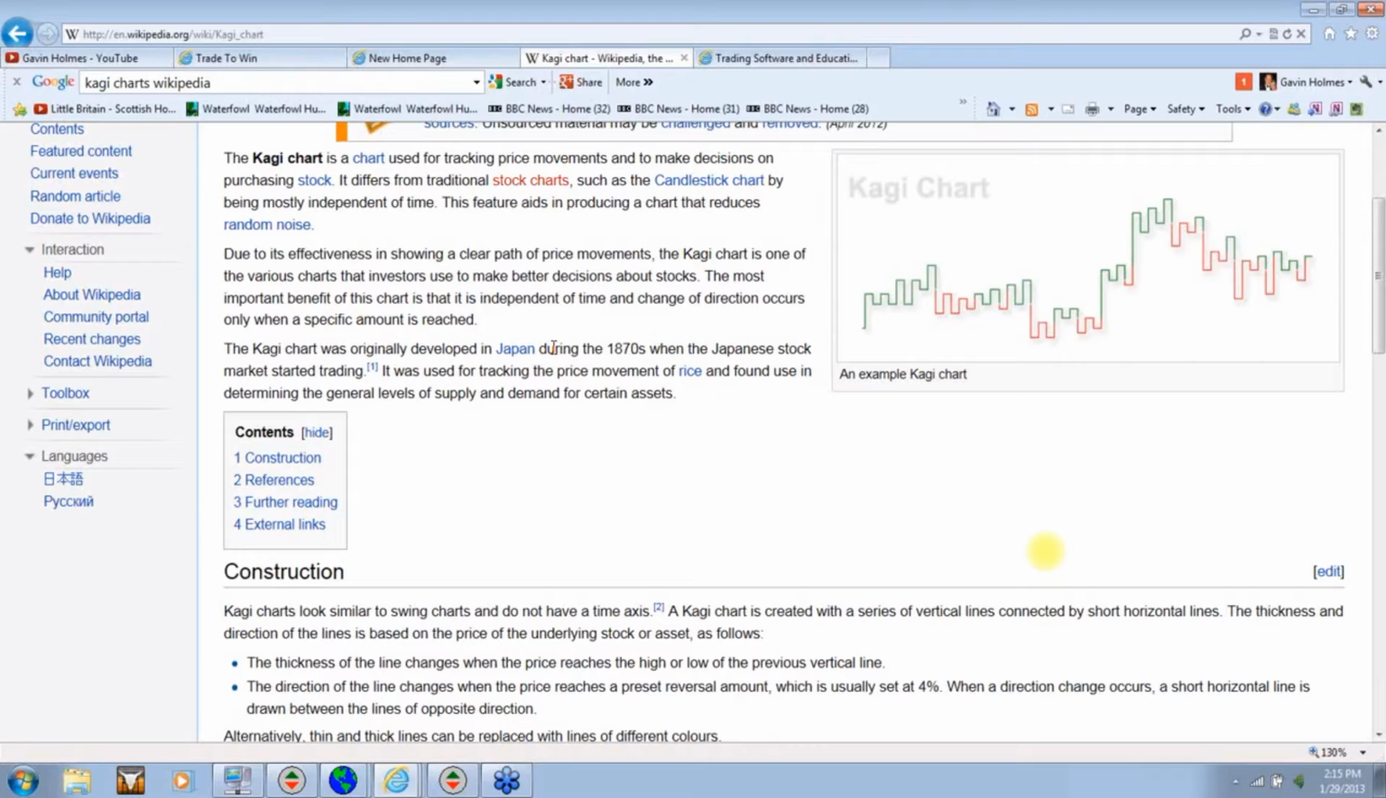Now, when we see an imbalance of supply and demand, it means the market's going to change direction.